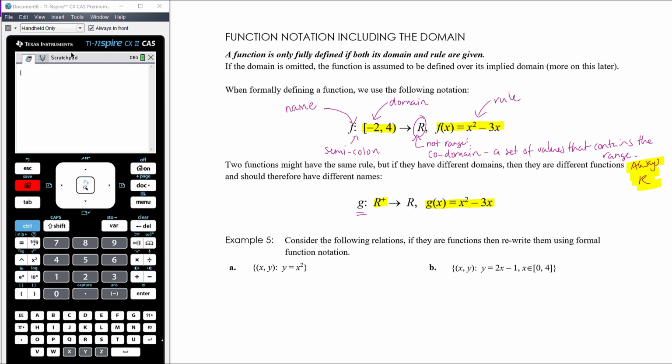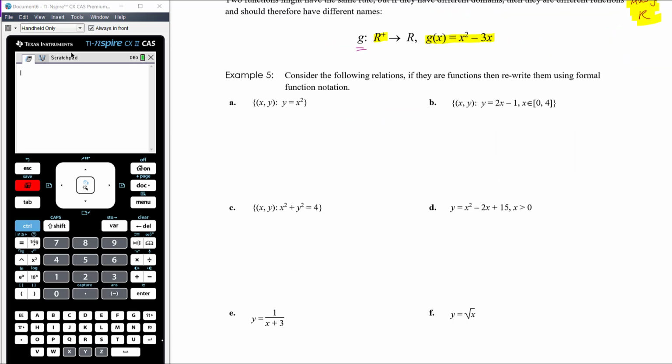This isn't the same as f. This is a different function g. It uses the same rule, but it uses different input, so it's therefore going to produce a different set of output. There'll be some overlap, but it won't be the same. Okay, so let's have a look at these.